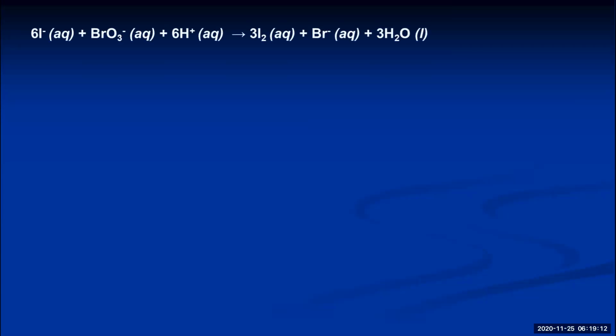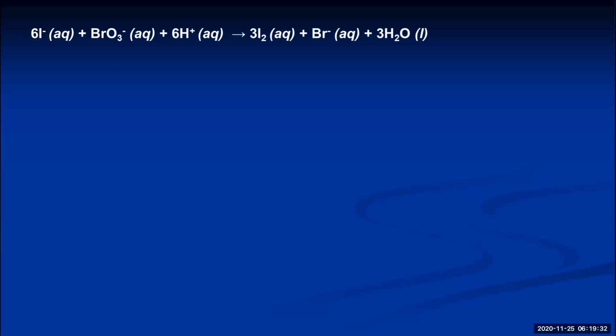For our final experiment of the semester, we're going to calculate the rate law for a particular chemical reaction, and that reaction is going to be the reaction between iodide ions, bromate ions, and hydrogen ions, forming elemental iodine, bromide, and water.